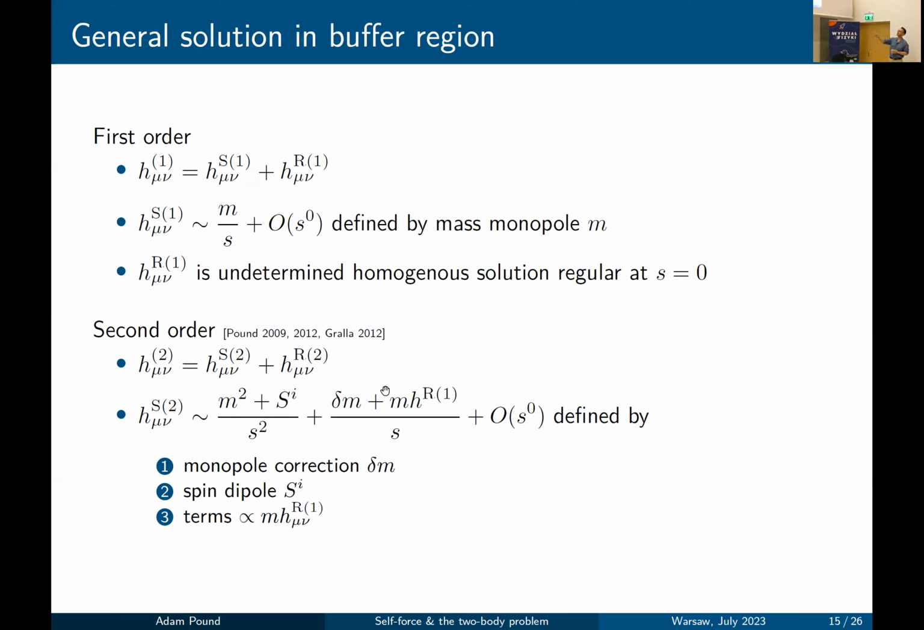Then you have subleading terms that are 1 over s, and in these terms, you get something like a correction to the monopole, not really a physical one. And you get things that are like mass times the first order regular field, and then subleading terms. So now the self field is determined by this correction to the monopole, spin dipole, and these terms that are like mass times first order regular field. So nonlinear terms.